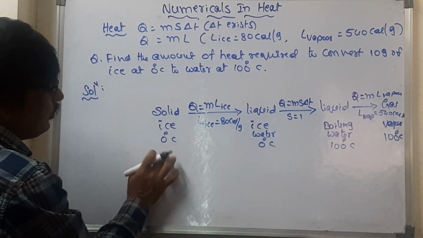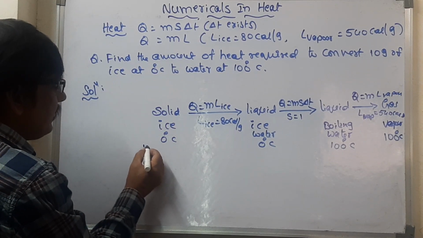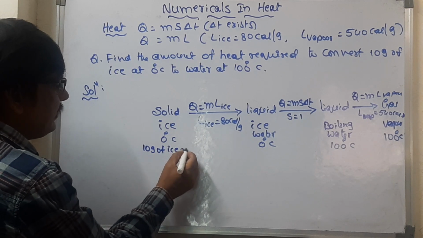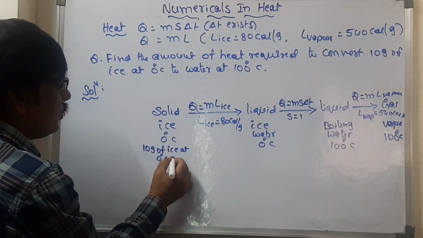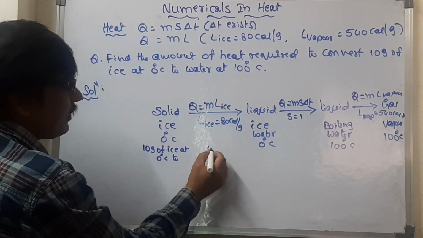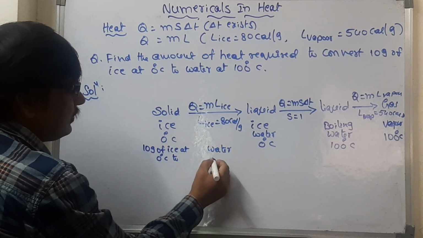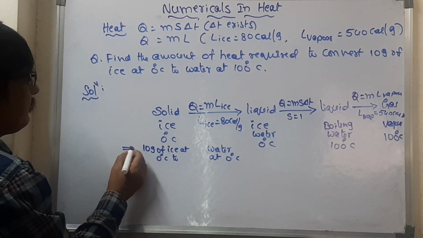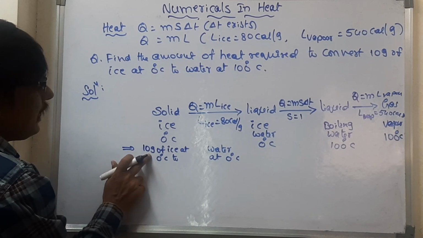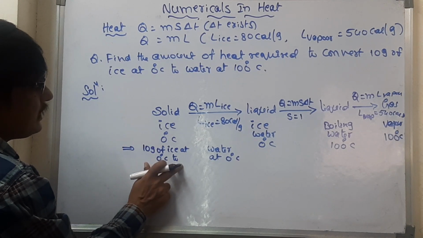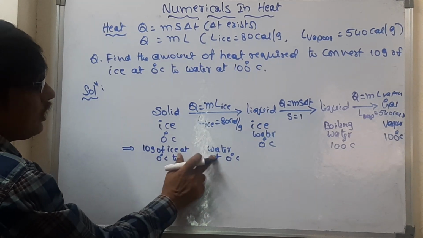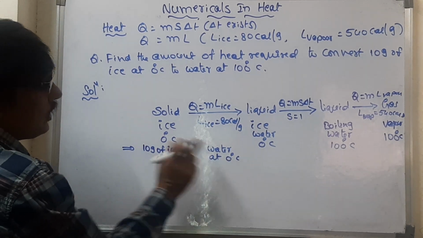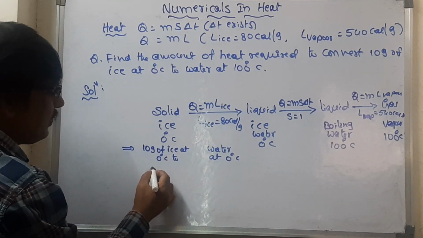If the question is asked, how will you convert 10 grams of ice at 0 degree Celsius to water at 0 degree Celsius? Then how can we do this sum? Let us take this sum also. 10 grams of ice at 0 degree Celsius to 10 grams of water at 0 degree Celsius. So you have to convert ice to water. What formula should we apply? This is the formula we have to apply.